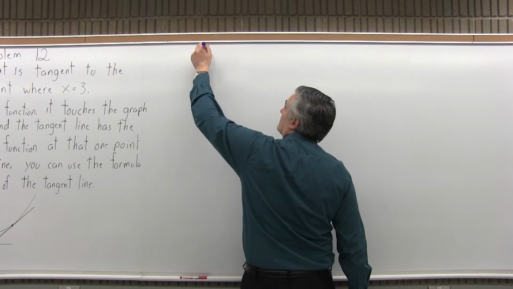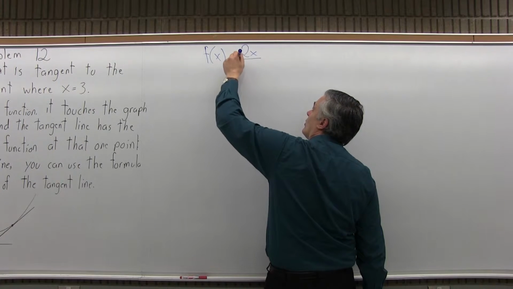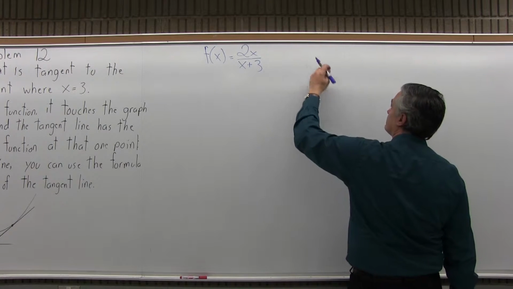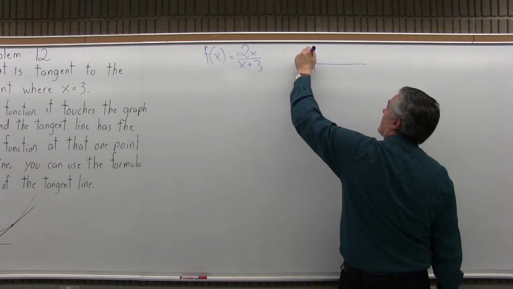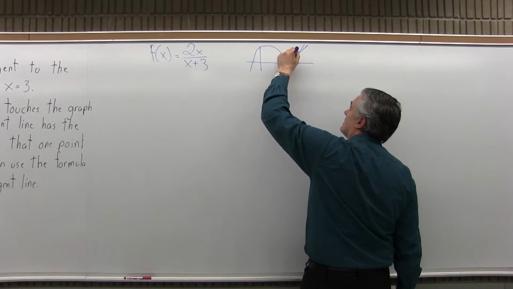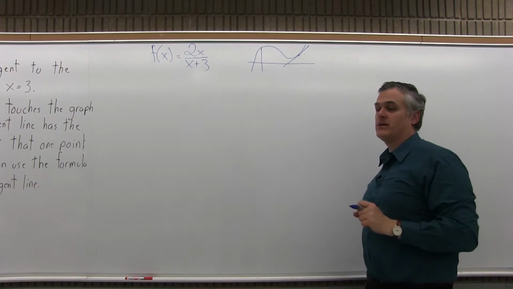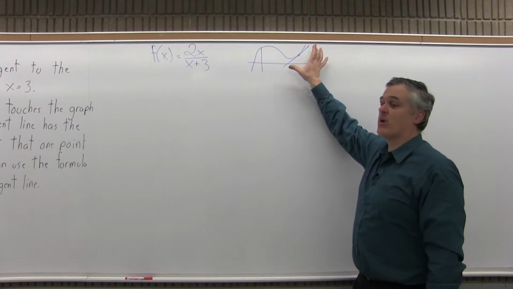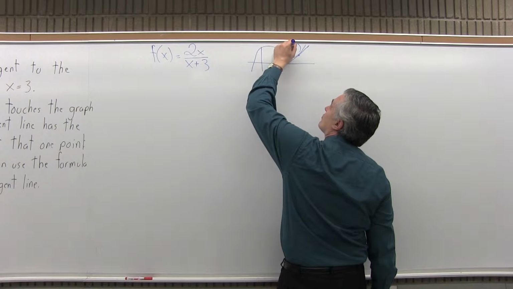Our function is f of x equals 2x over x plus 3. And the question says, find the equation of the line that is tangent to this function at the point where x is 3. And the little hint says that the tangent line is a straight line that touches the function at just one point and has the same slope as the graph that it touches at that one point. And it says when x is 3.